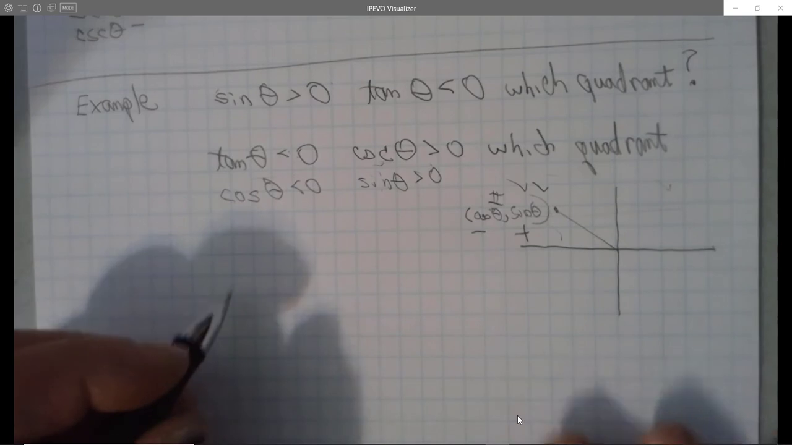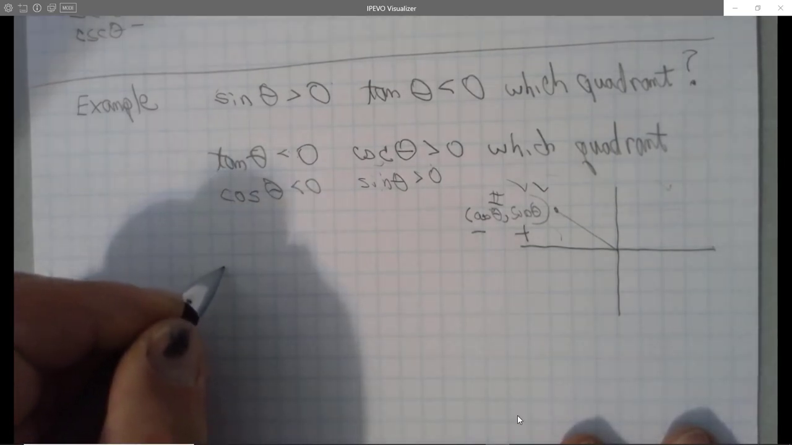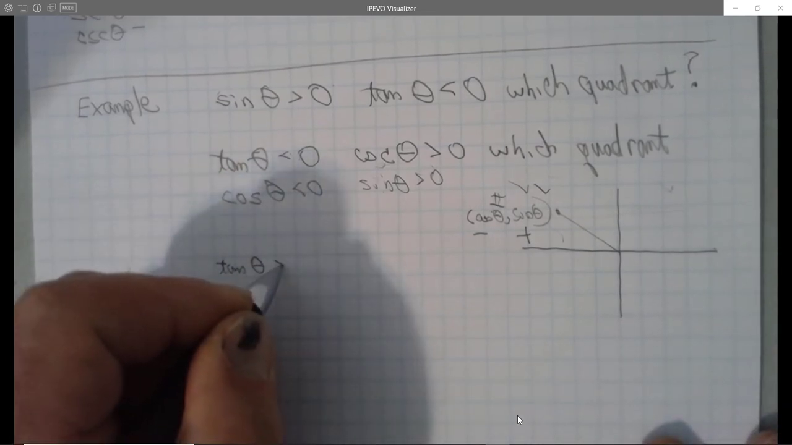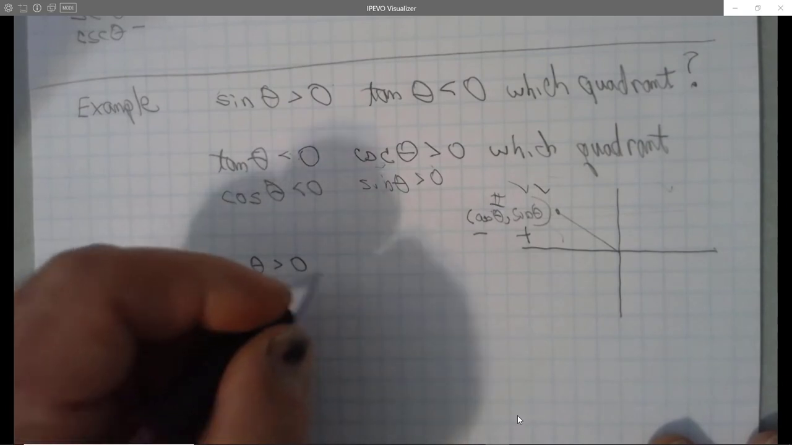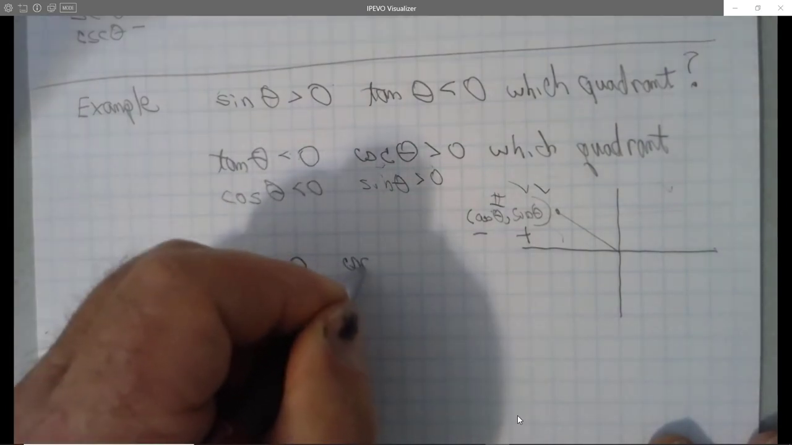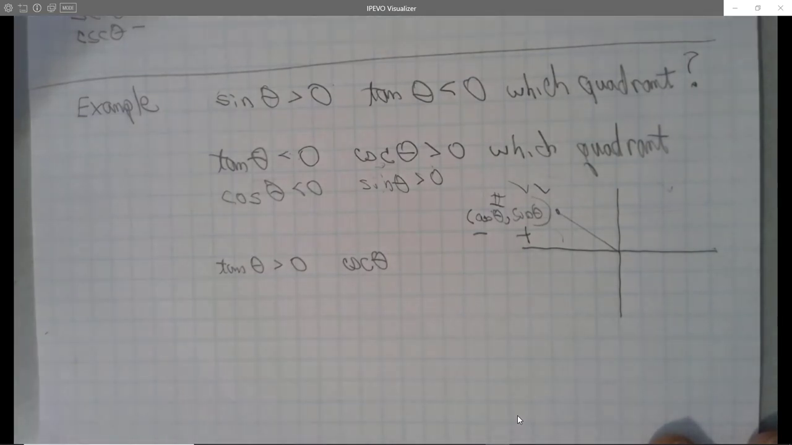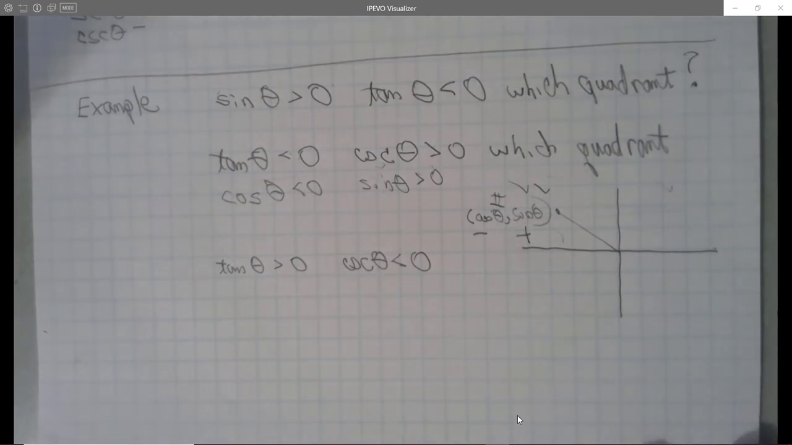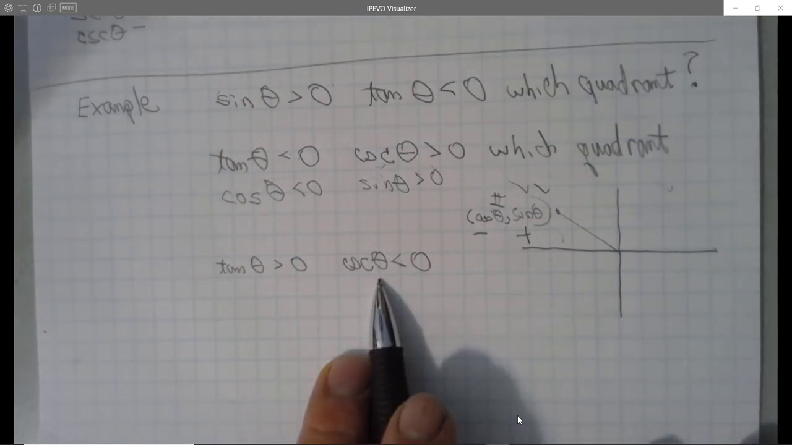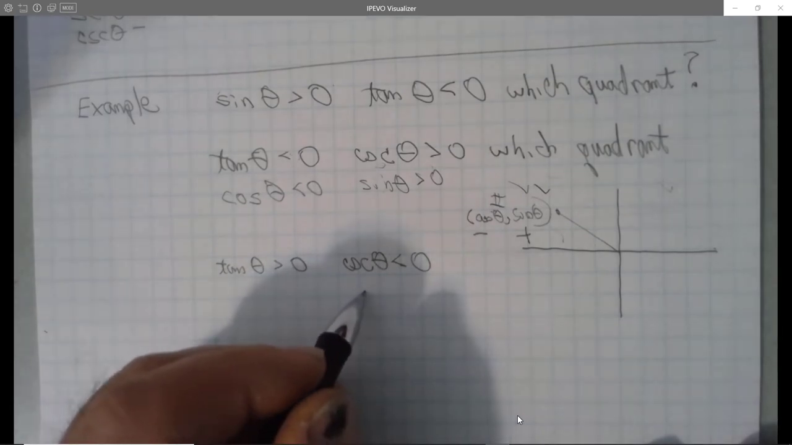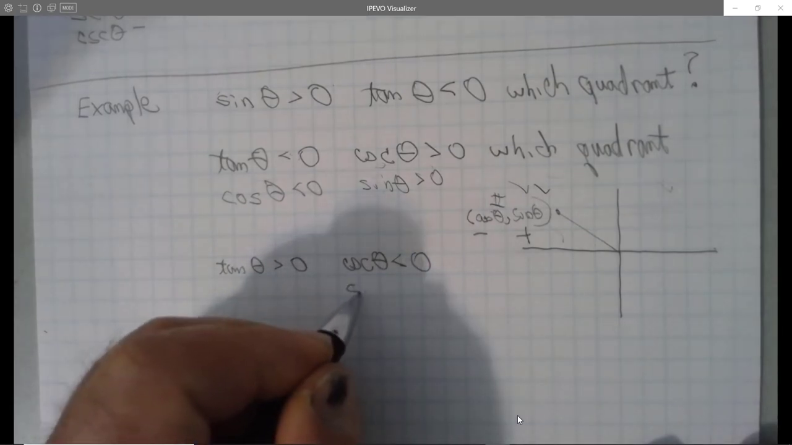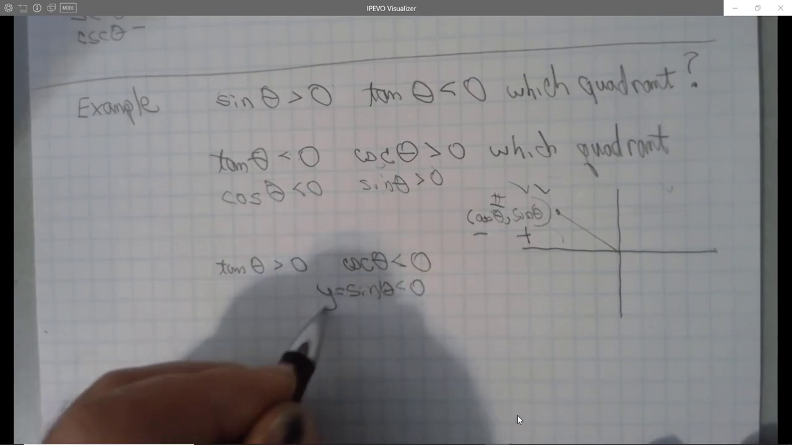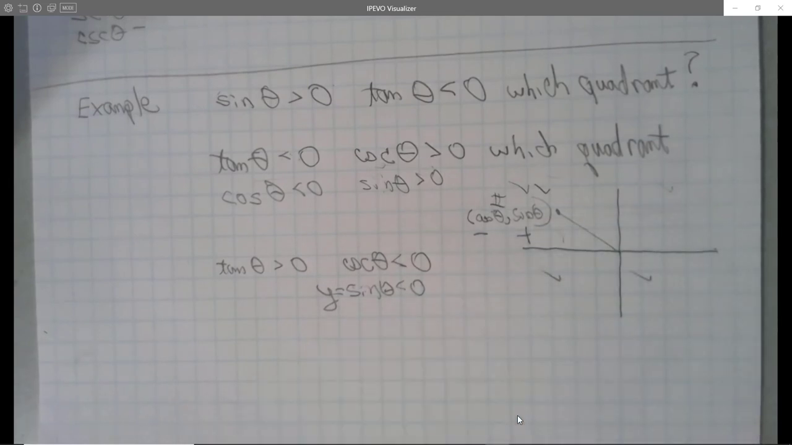Let's see if we can find one that's a little bit different. What if we knew that both the tangent were positive, but the cosecant were negative? What would that mean? Well, a cosecant, that's related to the sine. It's the reciprocal of the sine. So if the sine is negative, the cosecant is negative, and vice versa. So that means the sine of theta is negative. That's the y-coordinate, and therefore we're either down here or here.